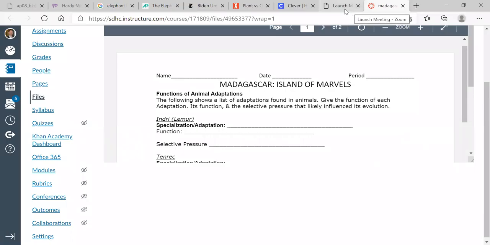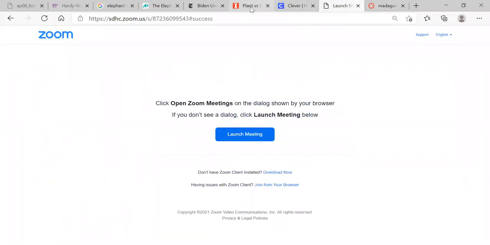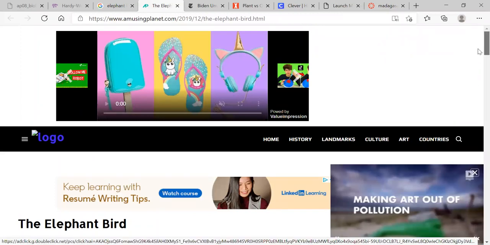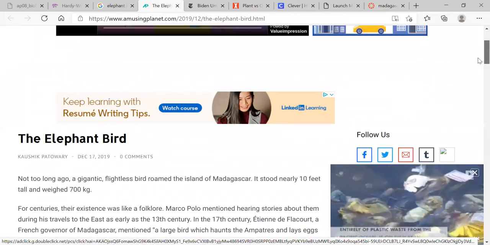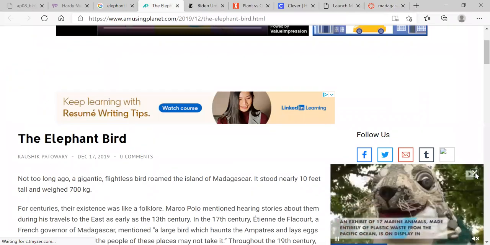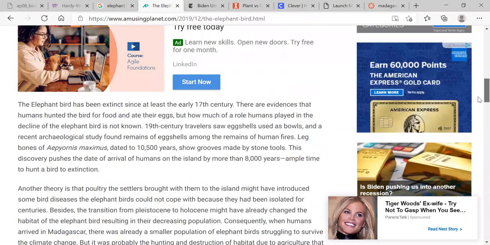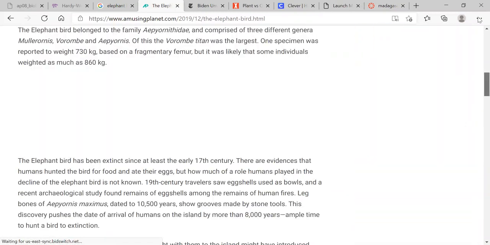All right, so before we get to the responses for the Madagascar Island of Marvels show, I want to show you what this elephant bird actually looked like. At the very end of the show, it mentioned there is this huge bird called the elephant bird that lived on the beaches of the southern end of Madagascar, and when humans started to show up, it started to disappear. So where did it go?